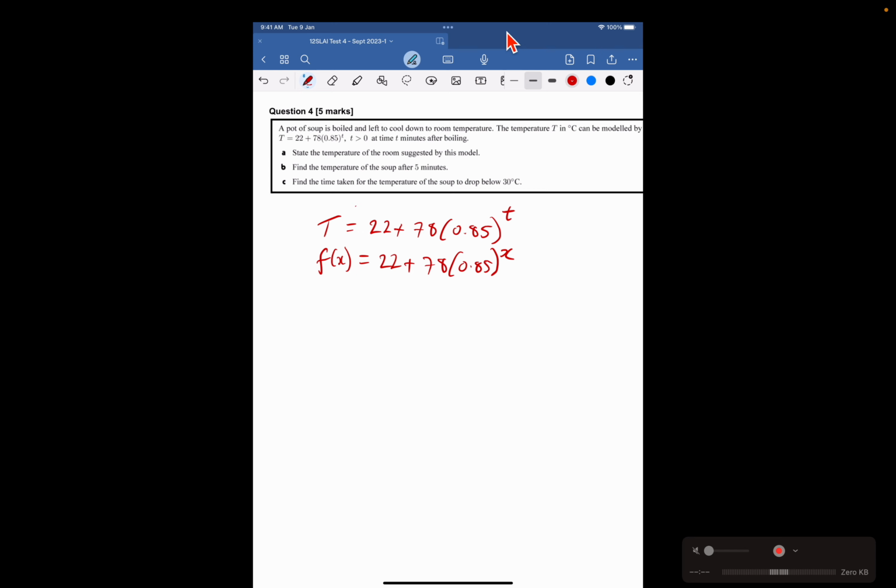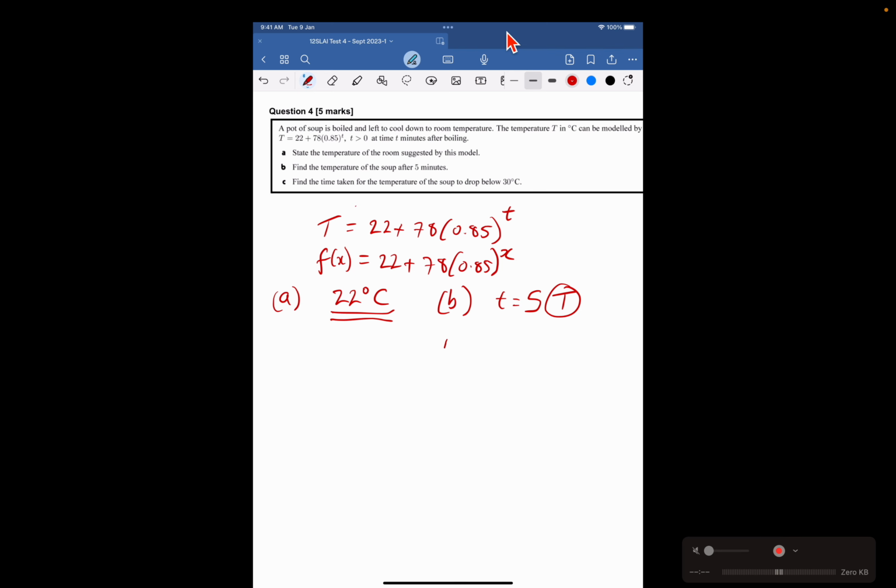So the first part, A, state the temperature of the room suggested by the model. So you can see that it's 22 degrees C. You see that from the graph where the flat part is. B, find the temperature of the soup after 5 minutes. So when t equals 5, we want big T.